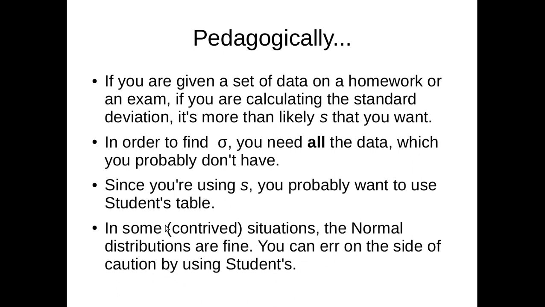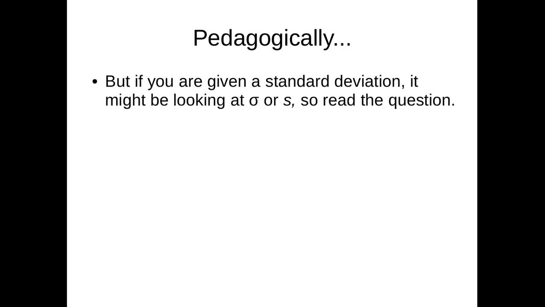One of the times when you can use the normal distribution is if you're taking a sample and looking for a proportion. You're just looking for yes, no, binary, agree, disagree, that kind of thing. If you're asking that kind of survey, then you can use the normal distribution even though you may have a smallish sample size. Okay, so that's kind of an exception. If you are given a standard deviation, you might be looking at a sigma or an S, so read the question carefully.